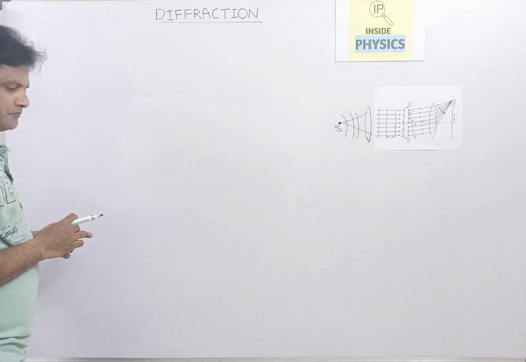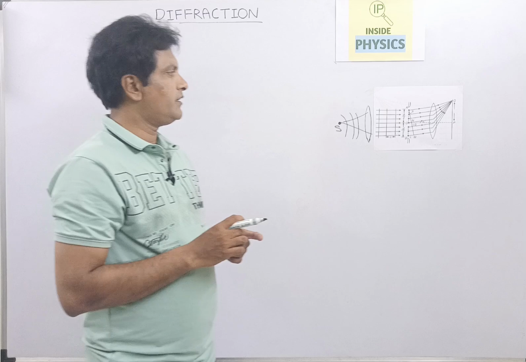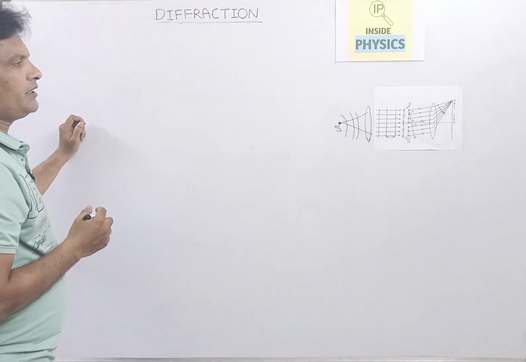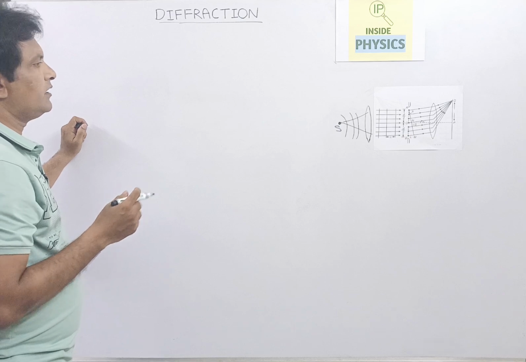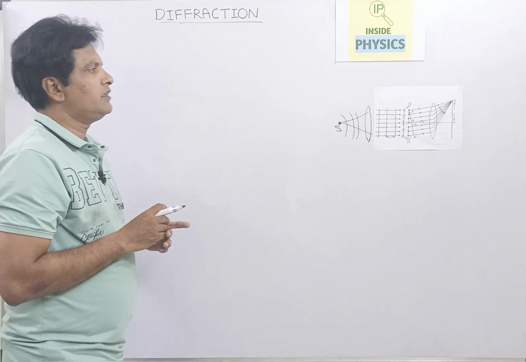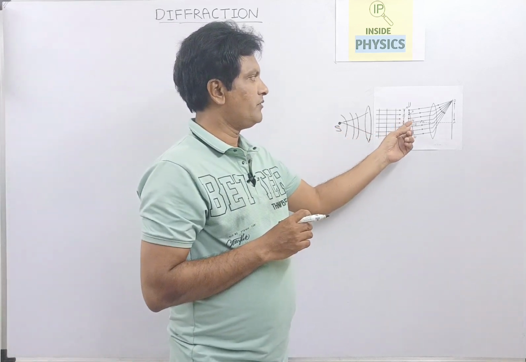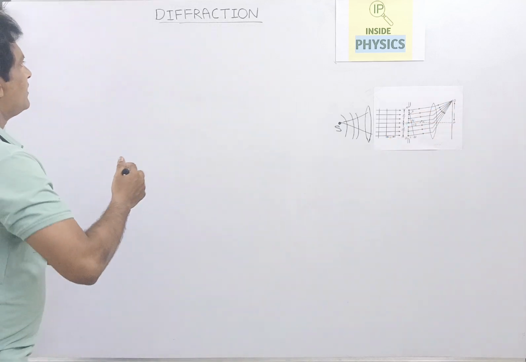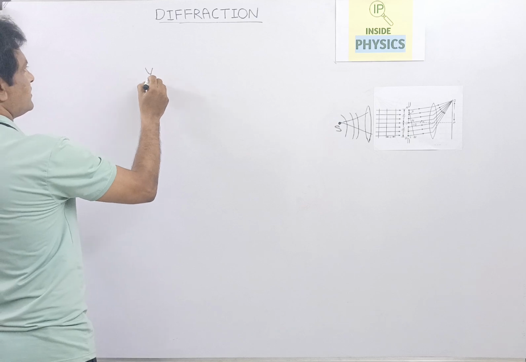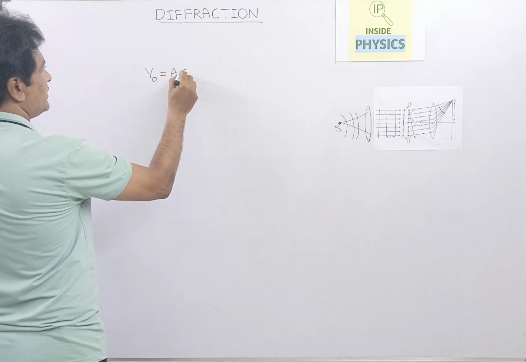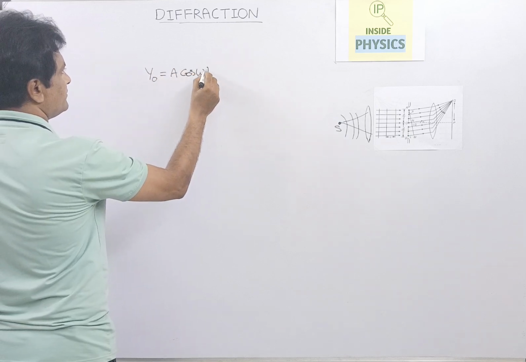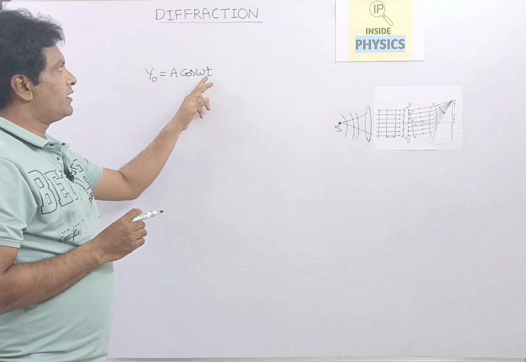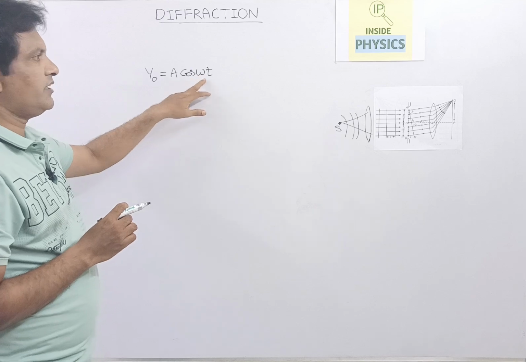Now we obtain the derivation for the intensity pattern. First of all, we must have the wave equation for the wave traveling from O to Q, and we can write the initial equation as y0 = a cos ωt, where a is the amplitude and ωt is the phase.